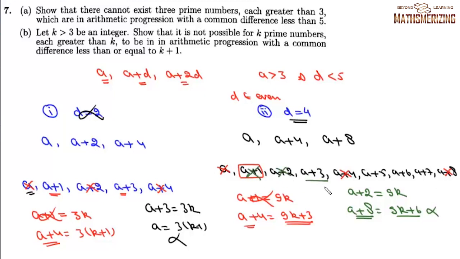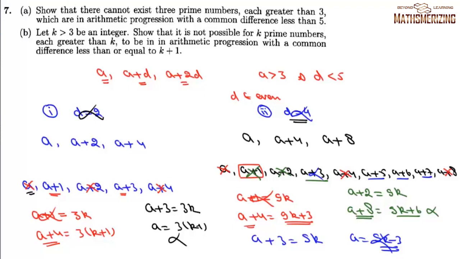If we take a plus 3, then we can write a plus 3 equals 9k, or a equals 9k minus 3. That means a is divisible by 3, which again is not possible. So again using the same logic, we can prove that a plus 5, a plus 6 and a plus 7 cannot be a multiple of 9. So that means d cannot be 4 also. So there cannot exist 3 prime numbers, each greater than 3, which are in AP with a common difference less than 5. That is the first part of the question.